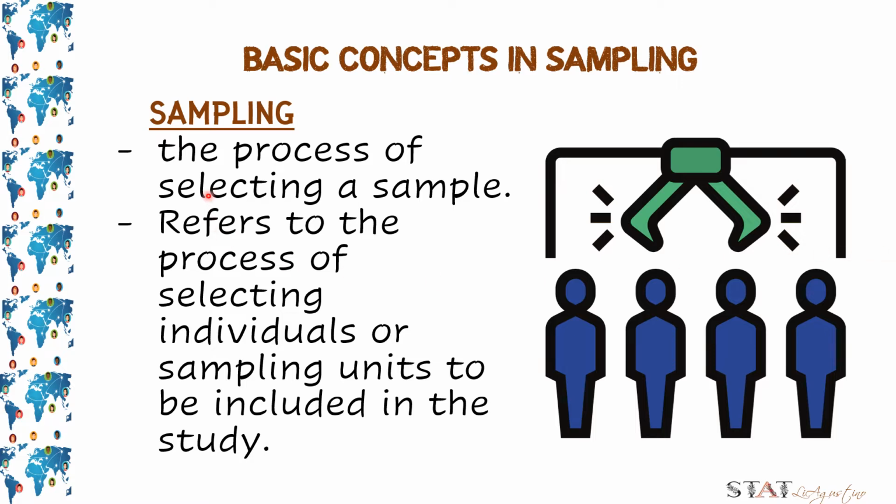And then, what is sampling? Sampling is the process of selecting a sample. It refers to the process of selecting individuals or sampling units to be included in the study. Sampling units are the units that receive your treatments, okay? Especially for experimental researches.